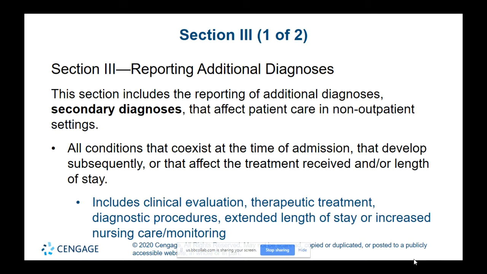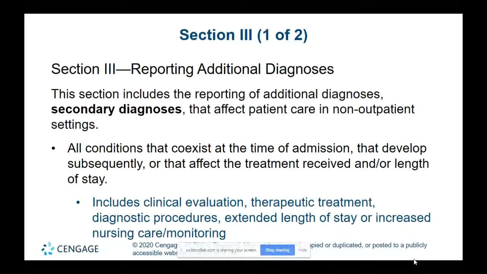Additional diagnosis, or your secondary diagnosis, these are things that affect the patient, but they're not the principal reason. So these are going to be things that exist at the same time, and they could exist when they come in. They could develop alongside it. They may be something that's going to affect their treatment in the long run or the length of stay for that patient. So all of these would be listed as a secondary diagnosis.